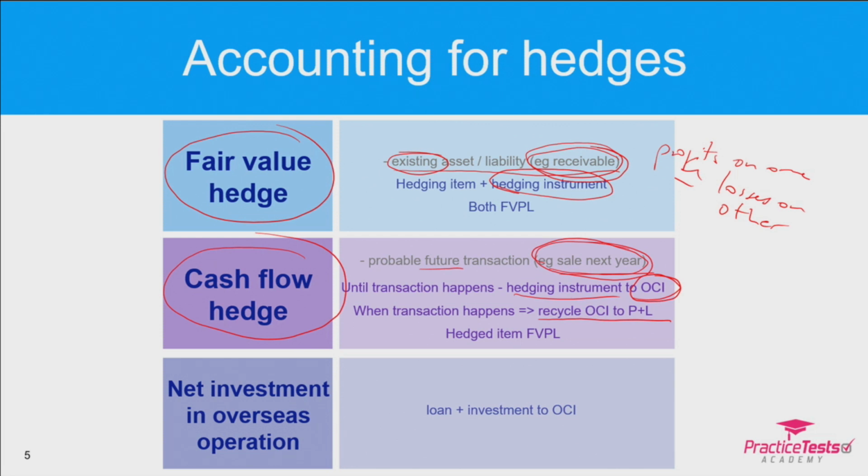So they're the three types of hedge. The first thing you need to do is decide what type of hedge it is. And to distinguish between the top two, a fair value hedge relates to an existing asset or liability. A cash flow hedge relates to a probable future transaction. And once you've done that, then you follow the accounting rules.